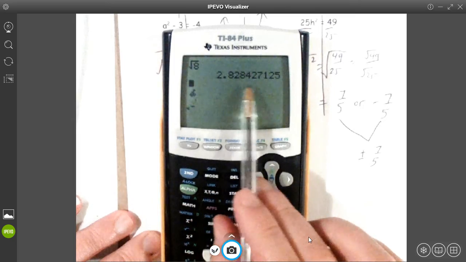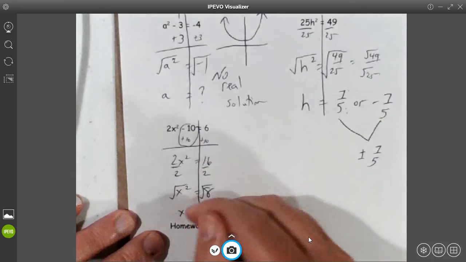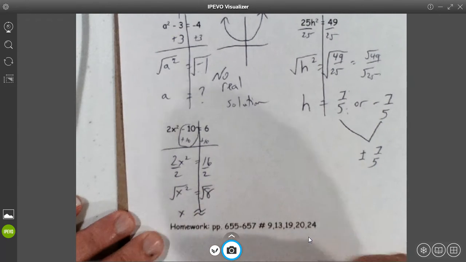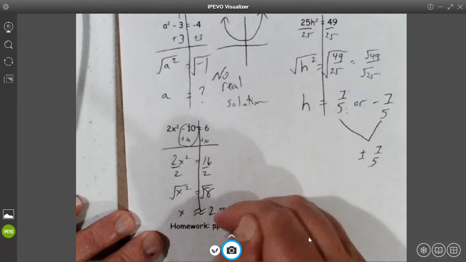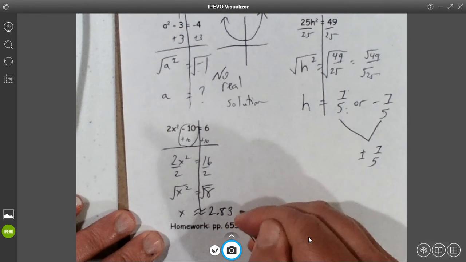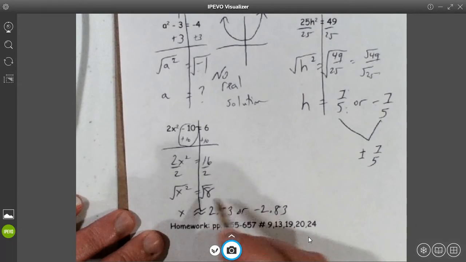So it's that. Holy cow, this is an irrational number. It's going to go on forever. So let's round this to 2 places past the decimal. So x is, and I'm going to use approximately because we are doing some rounding here, about 2.83, 2 and 83 hundredths, okay? Or again, it would be -2.83, that -2 and 83 hundredths.